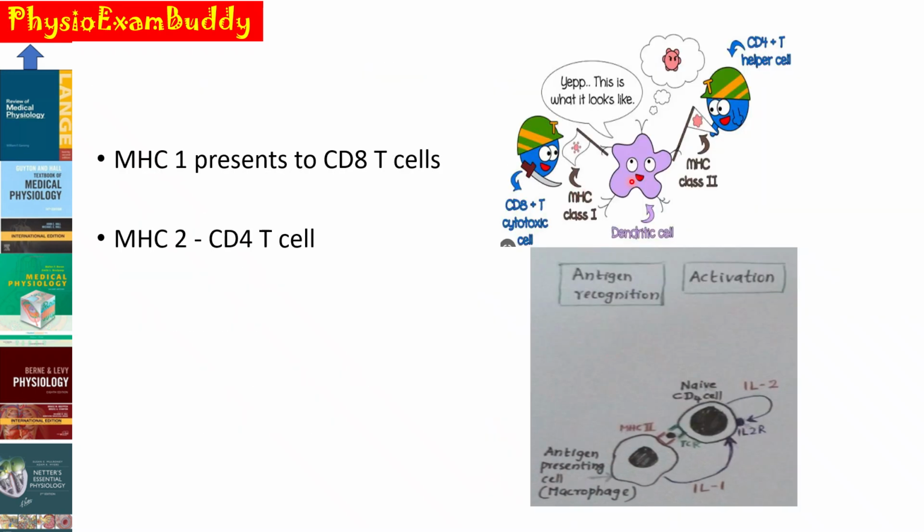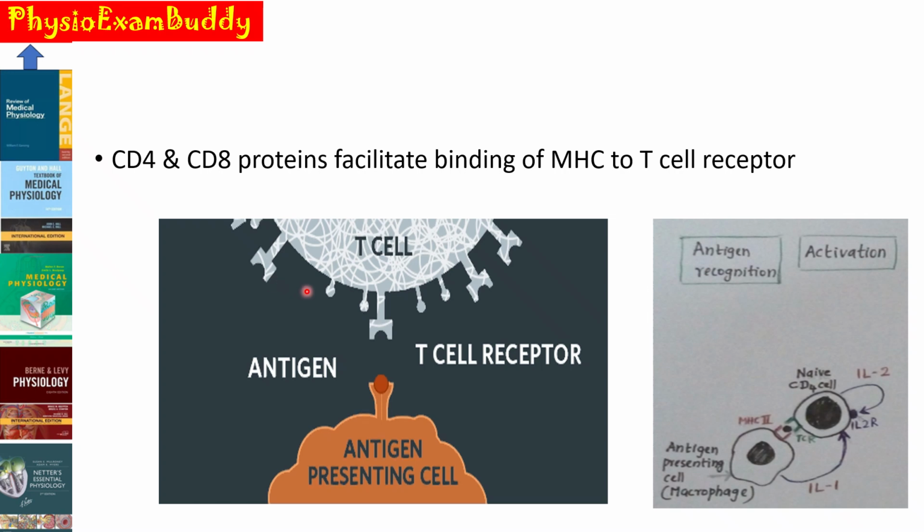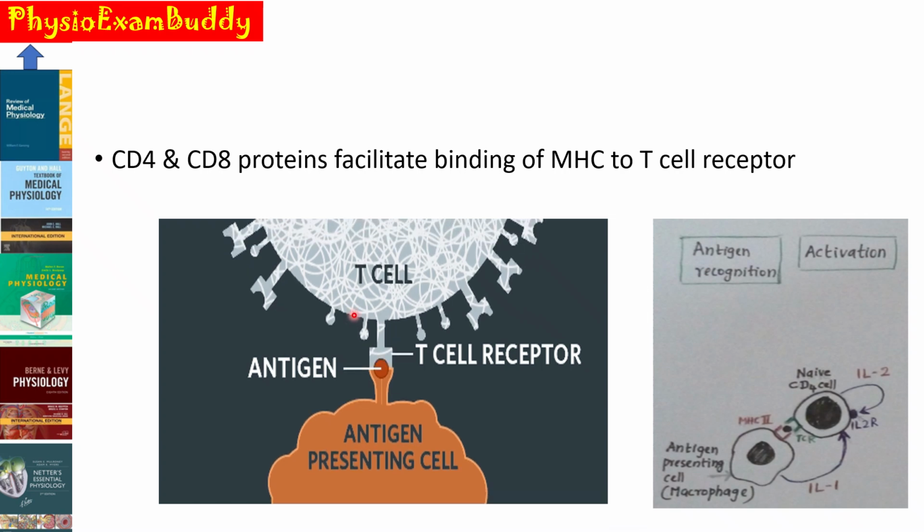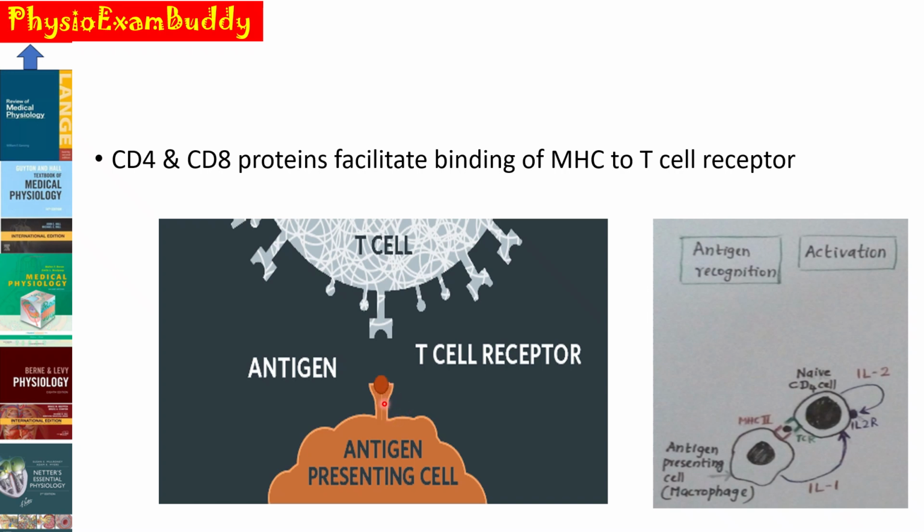So MHC1, that is major histocompatibility complex 1, usually presents the antigen containing cell to CD8 plus T cells, whereas MHC2 presents the antigens to the CD4 T helper cells. That is, the CD8 T cell is the cytotoxic T cell. So MHC1 will present the antigen to the cytotoxic T cell, that is a CD8 T cell, whereas MHC2 will present the antigen to the CD4 T cell, which is the helper T cell. And these CD4 and CD8 proteins facilitate the binding of the major histocompatibility complex to the T cell receptor.